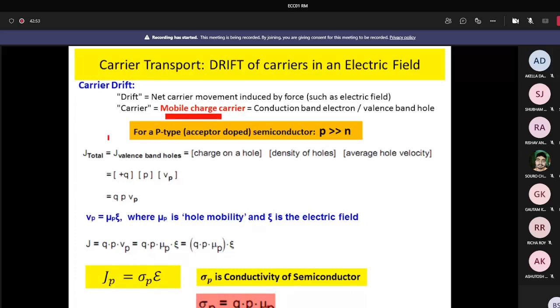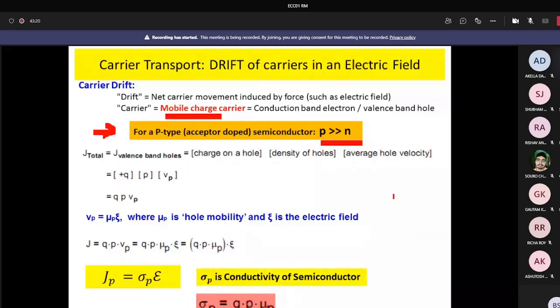Suppose let me consider the P-type semiconductors, where the hole concentration P is very much greater than the electron concentration. If you apply an electric field, or if you apply some voltage, the carriers will move due to the electric field.